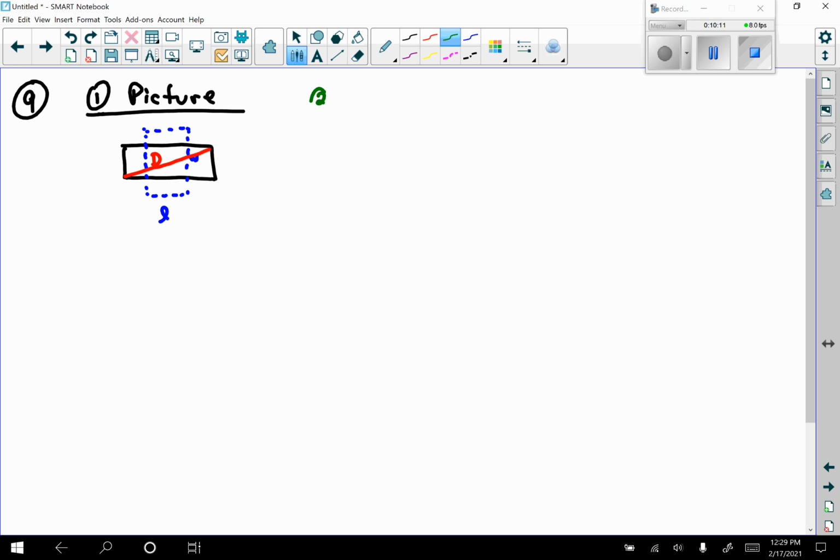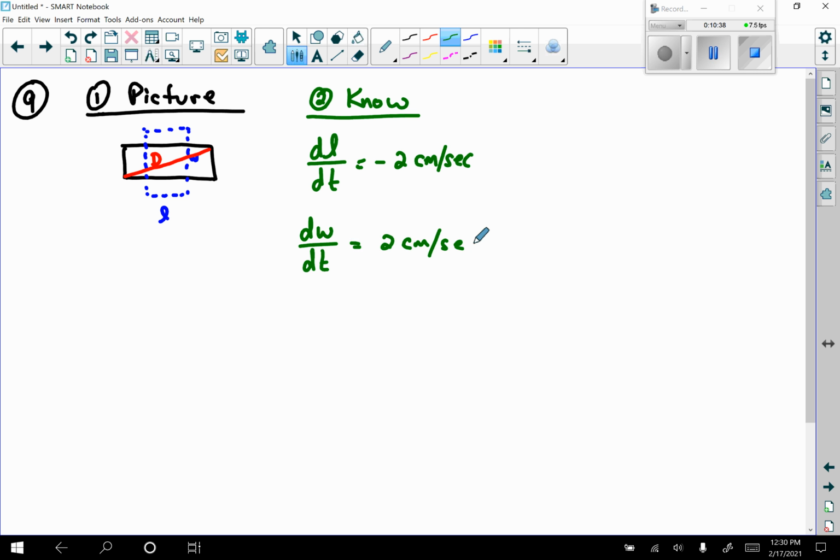Step 2 is, what do we know? Let's go back and read this. The length is decreasing at a rate of 2 centimeters per second. So I'm going to say that this is dL over dt. Since it's decreasing, that's negative 2 centimeters per second. And the width is increasing, so we would say dW over dt equals a positive 2 centimeters per second.